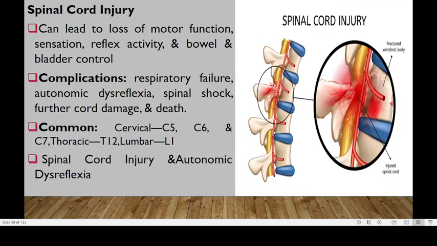Okay, guys, so we have the spinal cord injury. This can lead to loss of motor function, sensation, reflex activity, and bowel control, and complications. You have respiratory failure, autonomic dysreflexia, spinal shock, further cord damage, and death. Commonly affected parts could be the cervical, the lumbar, and the thoracic regions, and we have spinal cord injury or the autonomic dysreflexia.